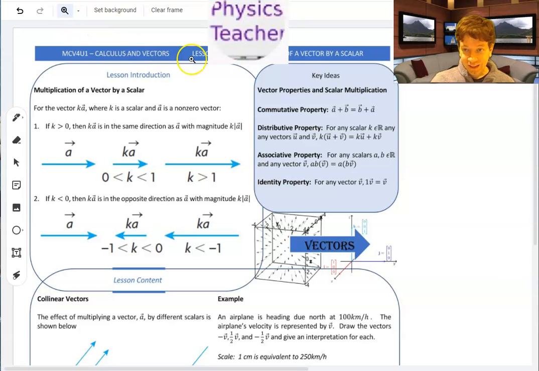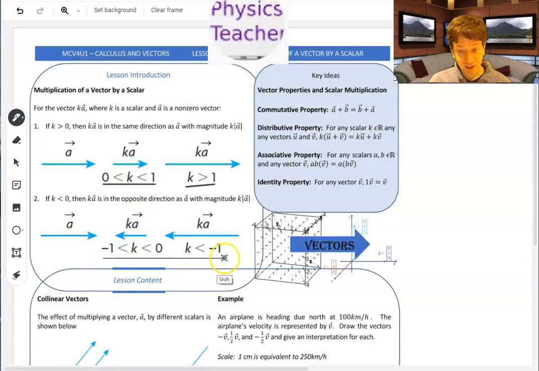So in this lesson, 6.3, we're going to learn how to multiply a vector by a scalar. When we multiply a vector by a scalar, let's say k, we're changing the length of that vector. If k is greater than 1, we make the vector longer. If it's between 0 and 1, we make the vector shorter. However, if it's negative, we change the direction of the vector. It becomes the opposite direction.